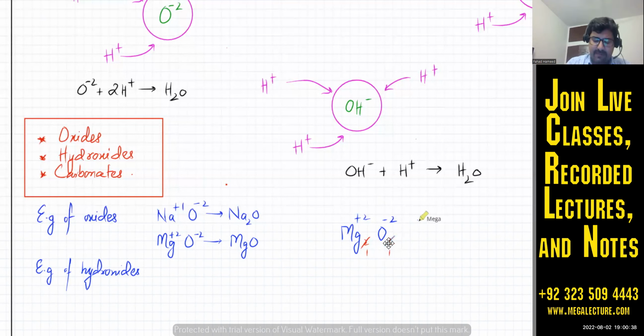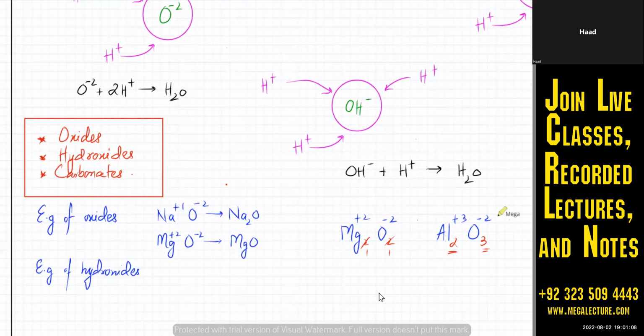Like if I have aluminium, right? Aluminium is group 3, so that's +3, and oxygen is group 6, and that's -2, right? So now if I do crisscross, there would be 2 aluminiums and 3 oxygens, right? But this ratio can't be simplified. You can't simplify 2:3, right? That is already the simplest. So aluminium oxide is Al2O3, but magnesium oxide is not Mg2O2. It's actually Mg1O1.